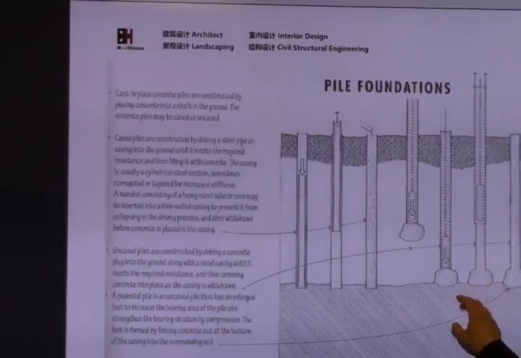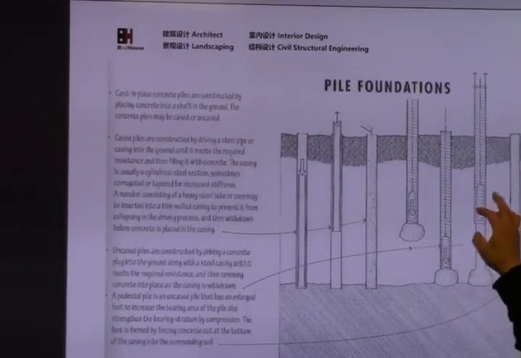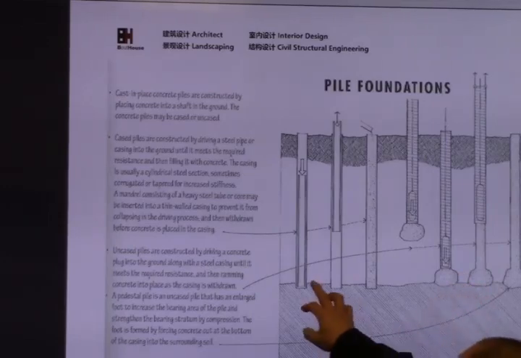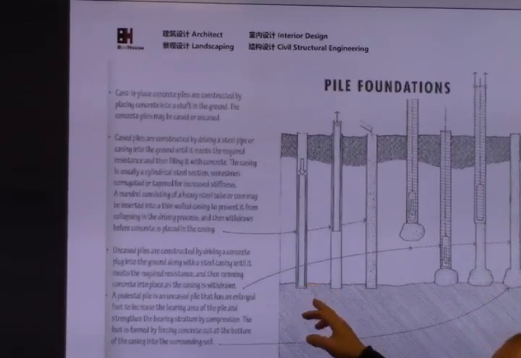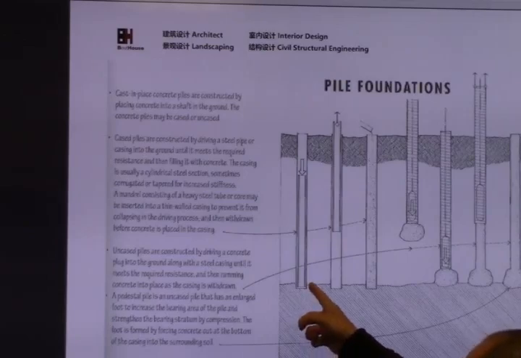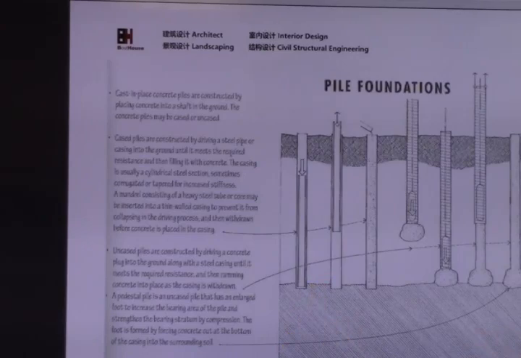Yeah, this is concrete, right? Drill the hole, have the reinforcement, have the concrete. There's a combination here: drill the hole, put the steel column, and have the concrete. Just put the concrete. This is commonly used for the shoring. Shoring is used for this one.